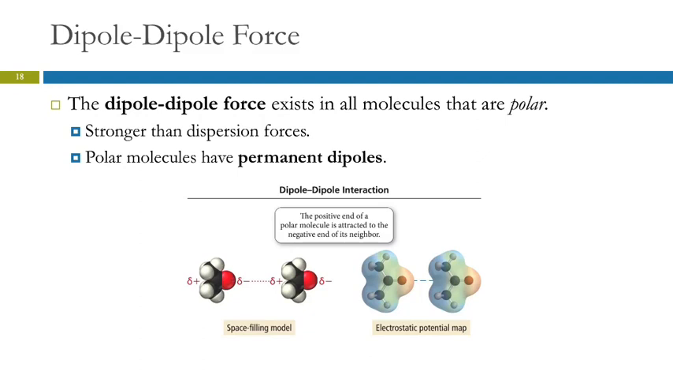So here we have a space-filling model and electrostatic potential map of a molecule that's polar. So here the oxygen end of this molecule is more negative, the hydrogen end is more positive. So the negative end of one molecule is attracted to the positive end of a neighboring molecule. Here we see higher electron density here and lower electron density there. So there's an attraction, and that attraction is always present.